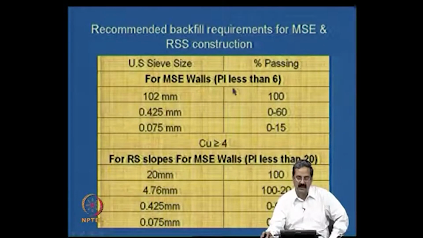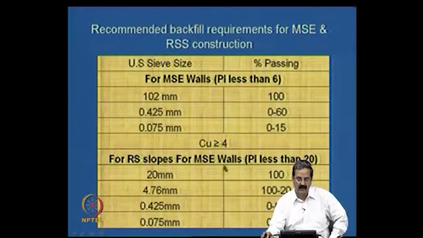For MSE walls, the plasticity index should be less than 6, and the gradation characteristics are given like this: 1 or 2 mm 100%, 0.425 mm 0 to 60, 0.075 mm 0 to 15. So the fines at 0.075 mm size should be in the range of 0 to 15. It cannot be, say for example 25%, which means it's more like a clay, right? 0.002 is a clay, but it's also a finer fraction. So you don't allow the material to be too fine.